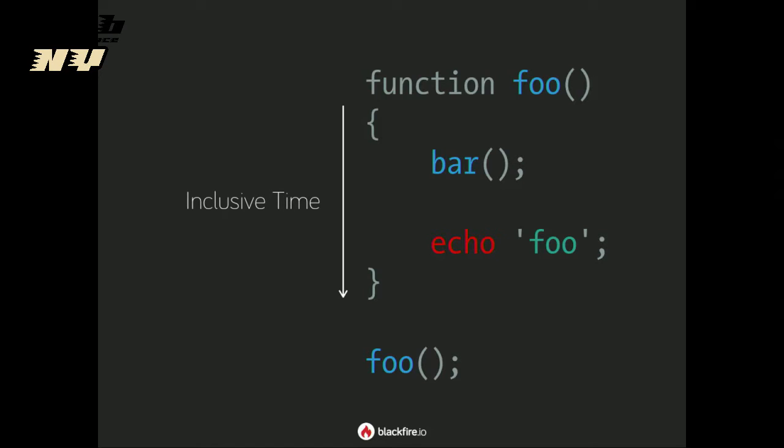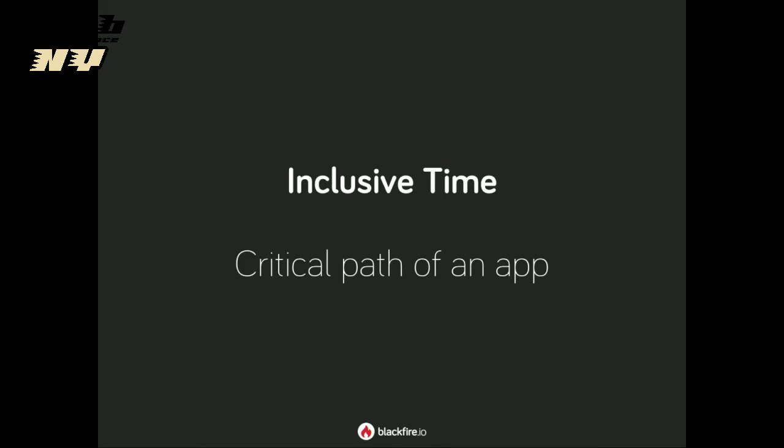It's also called the inclusive time. It is called inclusive because it is the time it takes for PHP to execute everything, including function calls, right? So all the children, right? And that's very useful. Inclusive time is very useful to find the critical path of an app, right? And the critical path is really important because if you optimize something that is not in the critical path, it's not going to improve the performance or the time it takes for PHP to actually execute the code, right? So that's why this one is important.